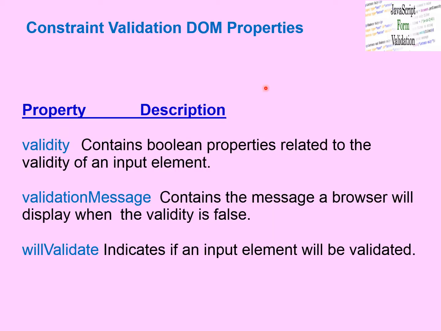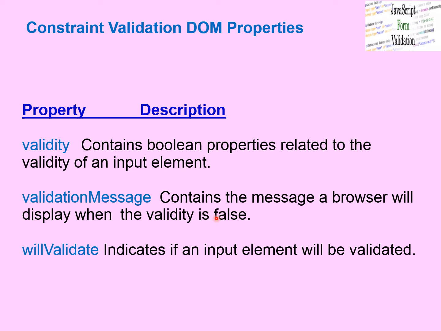Now we see some more constraint validation DOM properties. The validity property contains Boolean properties related to the validity of an input element. That means it will produce a true or false value. Then validationMessage contains a message the browser will display when the validity is false. If the validity check of a particular field returns false, the browser itself will produce a validation message that can be accessed using this property.